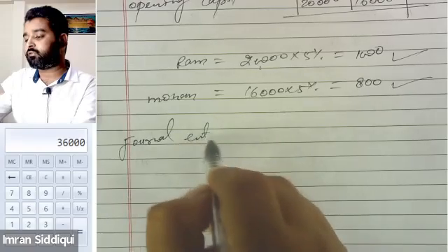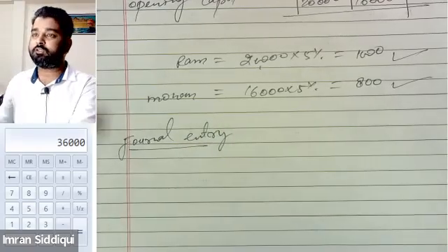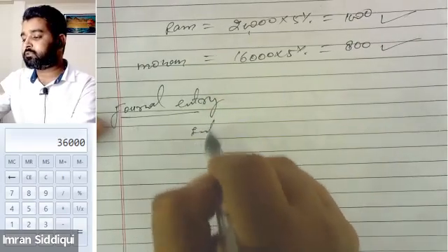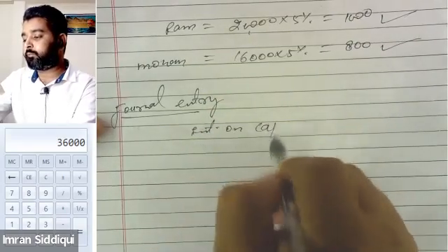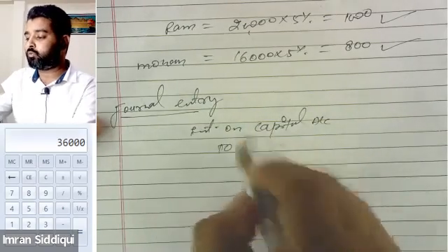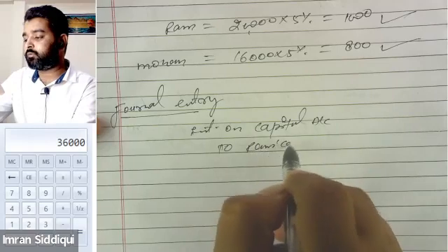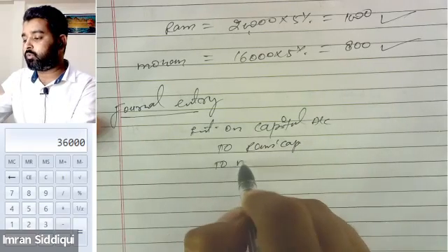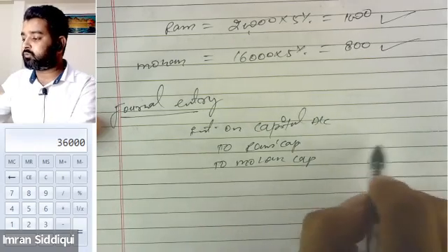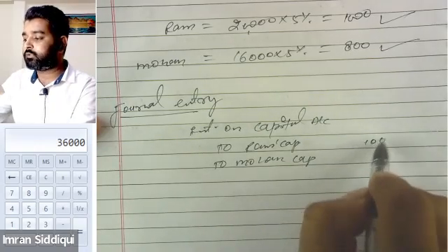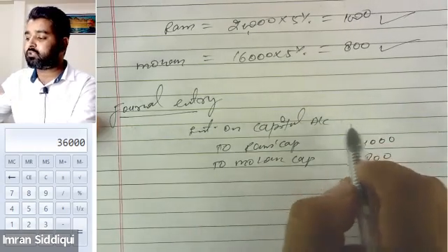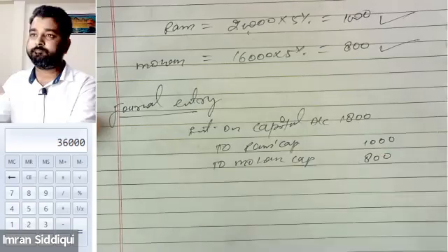Now, after calculating the interest on capital, we need to pass the general entries for interest on capital. So first of all, the first general entry will be for the interest due, and that will be interest on capital account debit to Ram's capital account, to Mohan's capital account. So Ram's capital account will be credited by 1,000. Mohan's will be credited by 800. So total interest on capital will be 1,800.